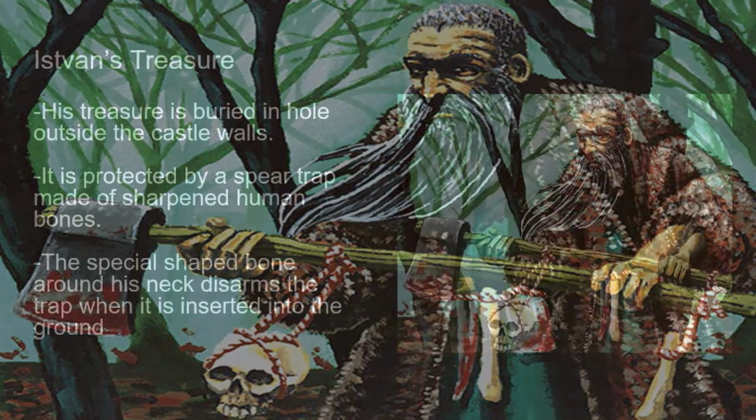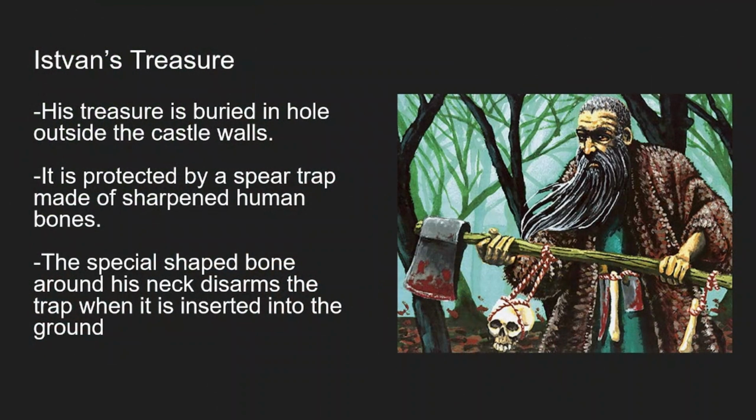Moving on. So, let's talk about Istvan's treasure. Istvan, I have now decided for the sake of our dungeon, is the bandit leader. He is an unhinged psychopath who has managed to use the chaos of war to seize control of his own little tiny castle. Yay, Istvan. Good job, Istvan.